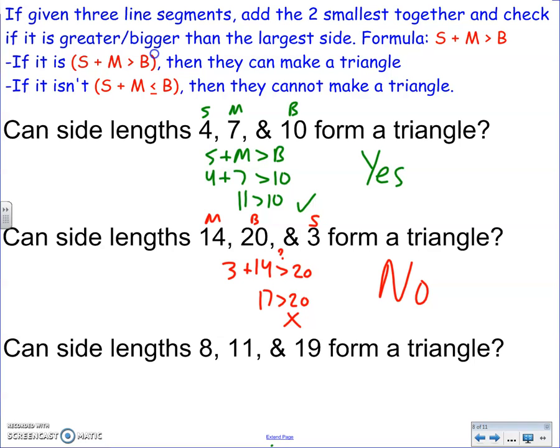And here's another one. Down here, it's in order, thankfully. Smallest is 8, middle is 11, biggest is 19. The smallest plus the middle has to be bigger than the biggest. We're checking, we don't know yet, question mark. 19 is bigger than 19, false. 19 is equal to 19. Remember, equal doesn't count, so this is still a no.